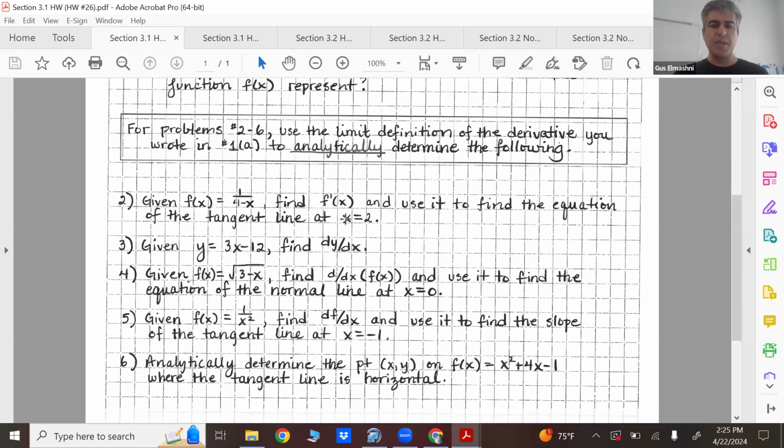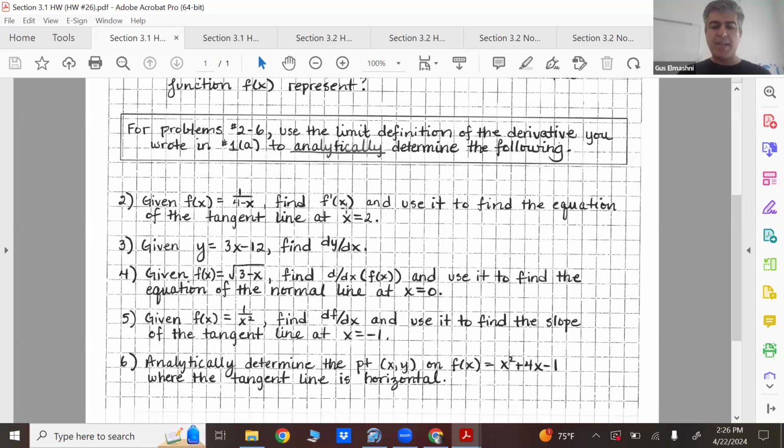2 through 6, we're simply finding these derivatives analytically. And they're asked different ways, like find f prime of x, find dy/dx, find d/dx of x, find df/dx. Or find the equation of the tangent line, where the slope of the tangent line is the derivative, right? Or find the equation of the normal line. You have to do the derivative first, and then take the negative reciprocal because the normal line is perpendicular to the tangent line. Find the slope of the tangent line, same thing.